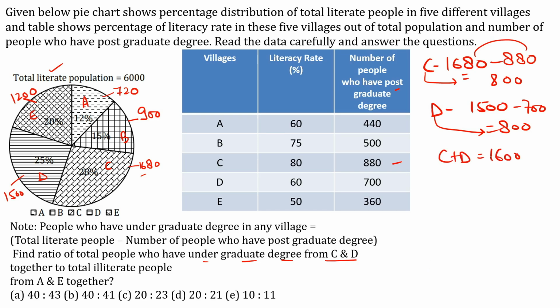1600, obviously. And guys, we need to find what? The total illiterate people. Guys, see, this is the illiterate people we are given with, A and E together. Illiterate people is what?